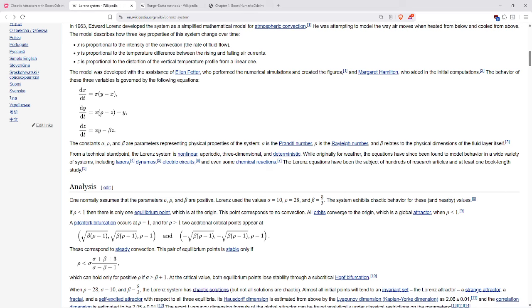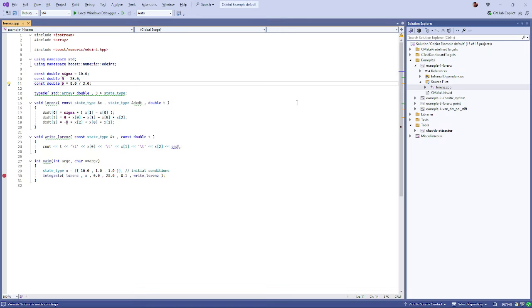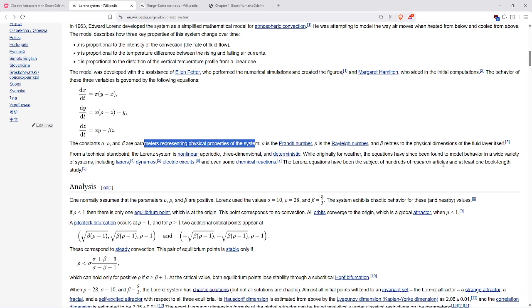Sorry, that's a sigma. Here's the rho, and here's the beta. So the constants sigma, rho, and beta are parameters representing physical properties of the system. And instead of writing out rho, they wrote out R. Instead of writing out beta, they wrote B.